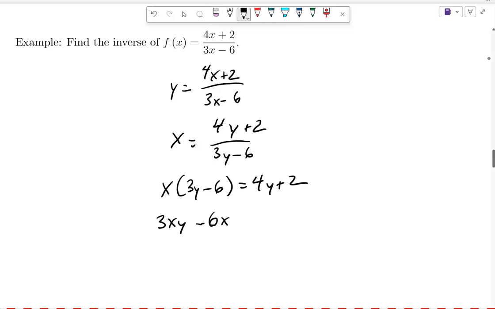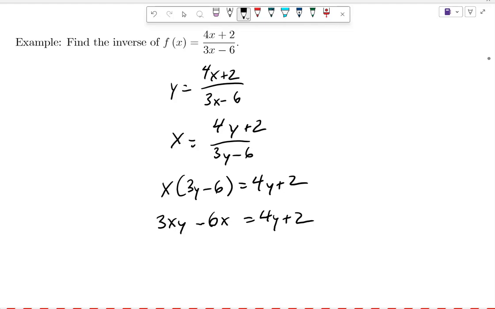3xy minus 6x equals 4y plus 2. I know. It's very tempting to subtract 2 and divide by 4 and say, I solved for y. That's not solving for y. What's wrong with that? There's a y on the other side, right? You have to get all of your y's on one side.